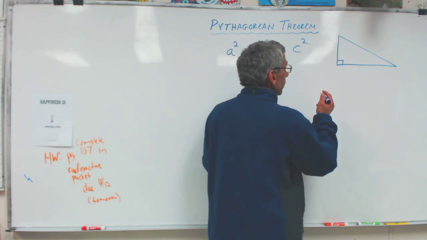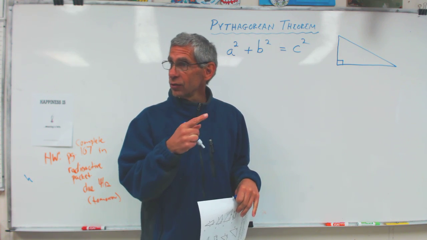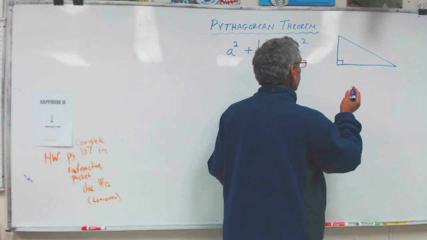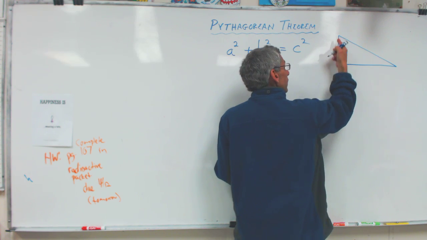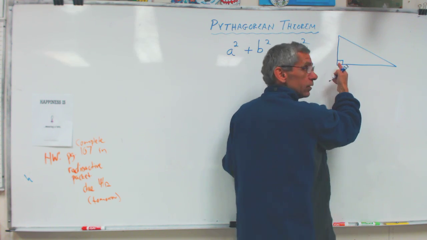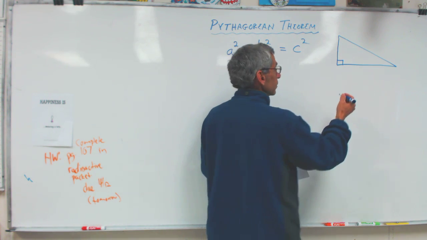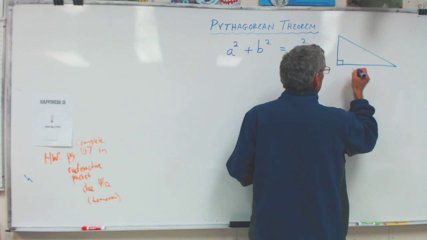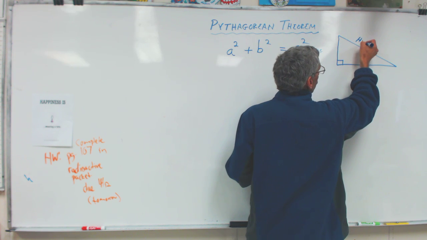Now, there are three sides to a triangle, in particular this triangle. I know that's exciting news, but there are three sides. These two sides that are connected to the right angle are called the legs. So this is called a leg, this is called a leg, and this is called a hypotenuse.